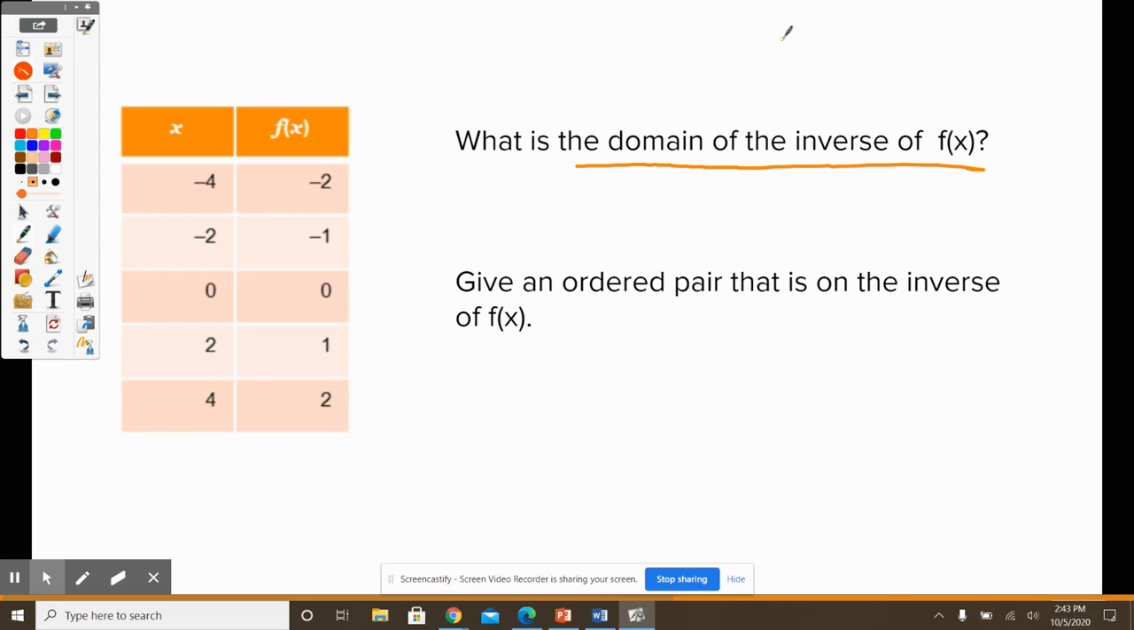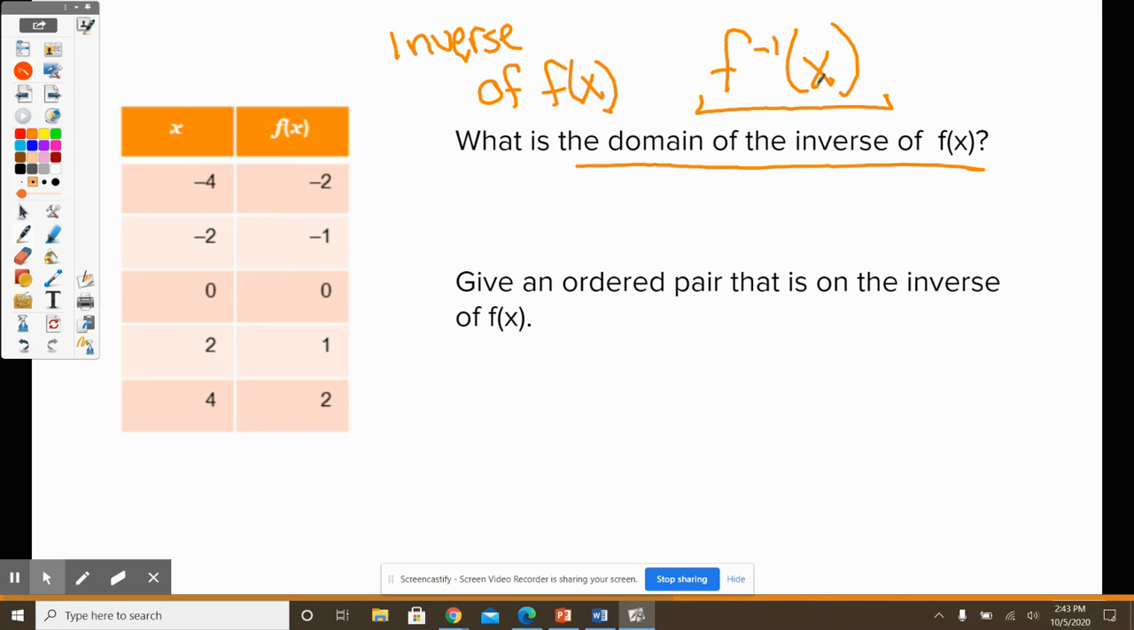So the domain of the inverse, and the way we can write this is f -1 of x. That's called the inverse of f of x. The -1 does not mean to the negative first power. This is just a notation. The inverse of x, what would the domain be? Well, the domain of the inverse of x would be what the range was of the original. So it's a set of all x such that x equals -2, -1, 0, 1, and 2.